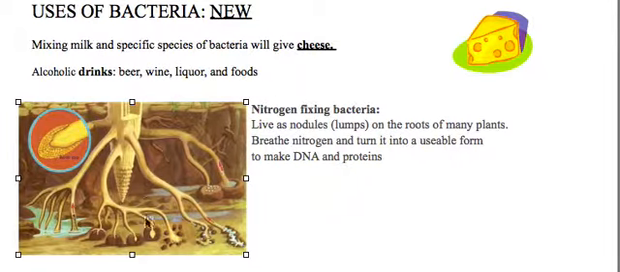So the nitrogen-fixing bacteria are the only organisms on Earth that can use nitrogen from the soil. No other life form can use it. We get the nitrogen for our DNA and proteins from the food we eat, from those plants. And the plants get it from the bacteria on their roots.